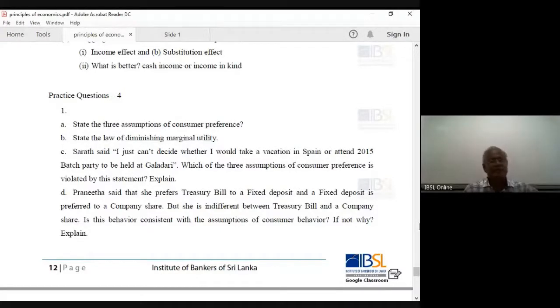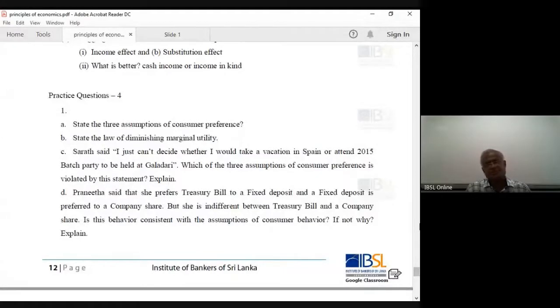State the 3 assumptions of consumer preference. What is assumption? Completeness, transitivity, more is preferred to less. Axiom of assumption of completeness, assumption of transitivity, assumption of non-satiation, or more is preferred to less.